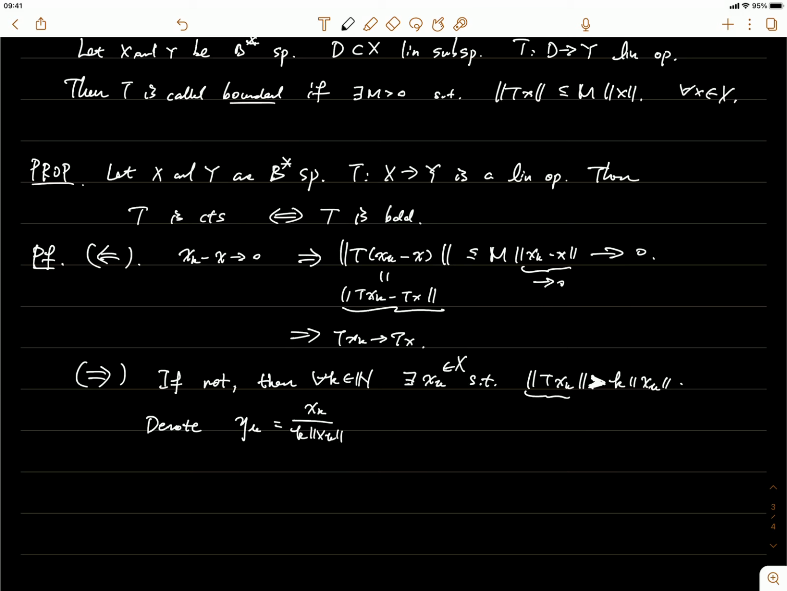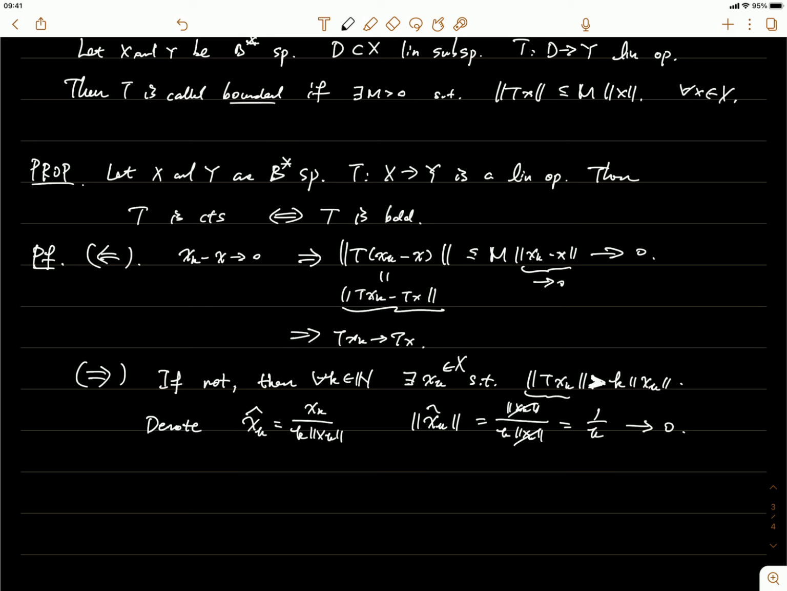Let's call it xk hat. Yk seems to be from the Y space, but it's actually still from the X space, so let's call it xk hat. And now you can notice that the norm of xk hat, which is still in X, is equal to the norm of xk over k times the norm of xk. This cancels out, so I have 1 over k. So xk hat has a norm equal to 1 over k, which goes to 0, which means my xk hat goes to 0.